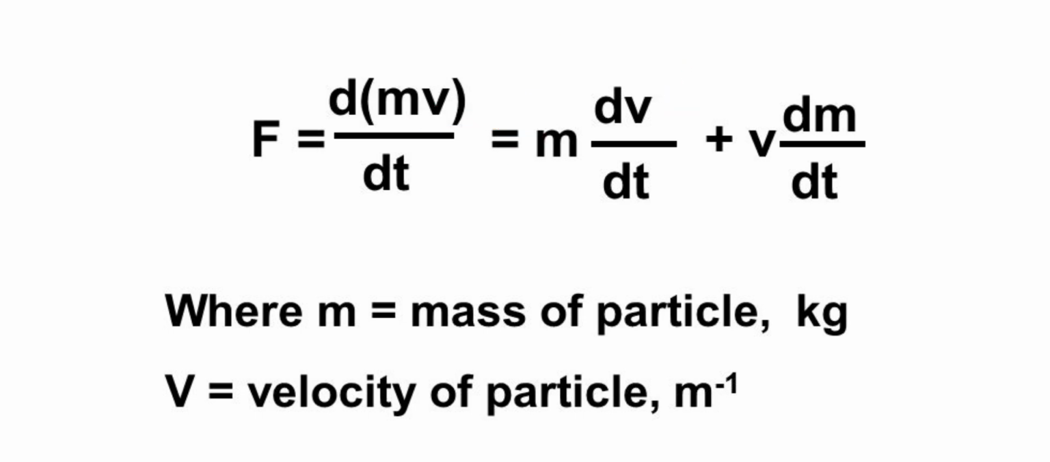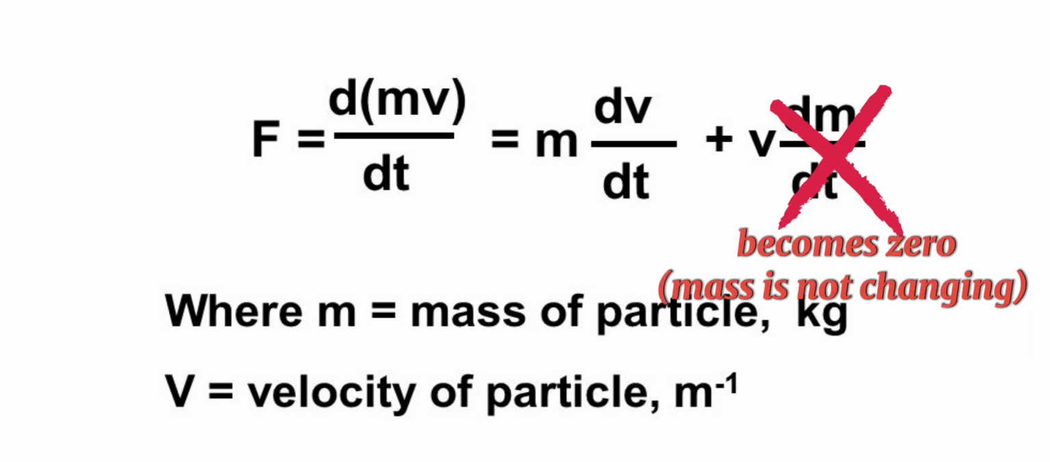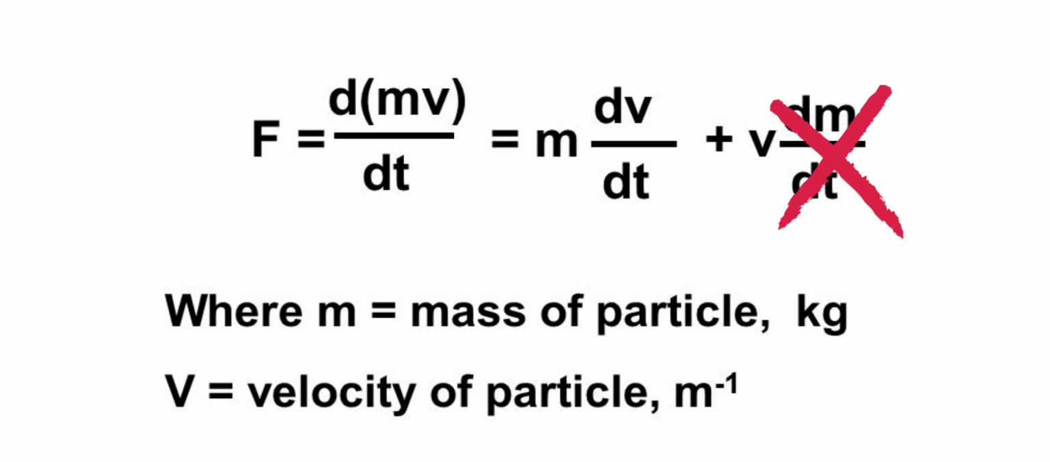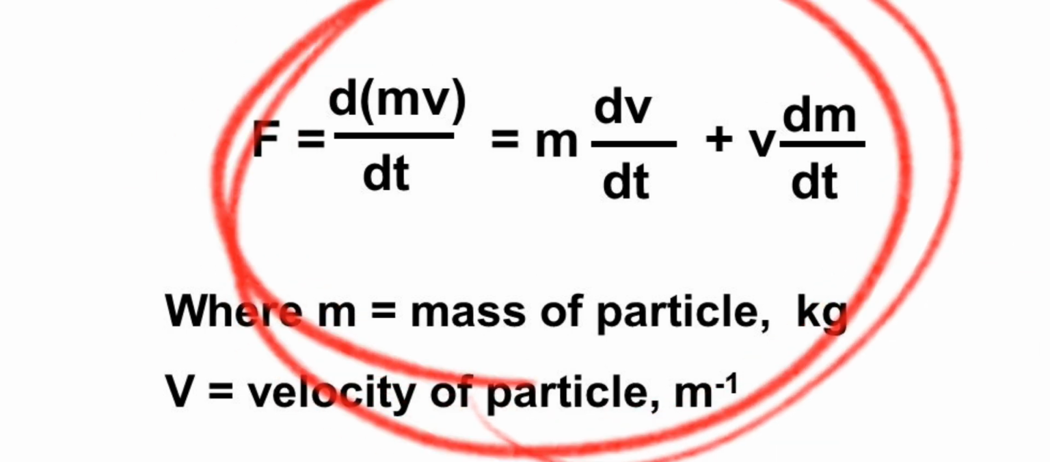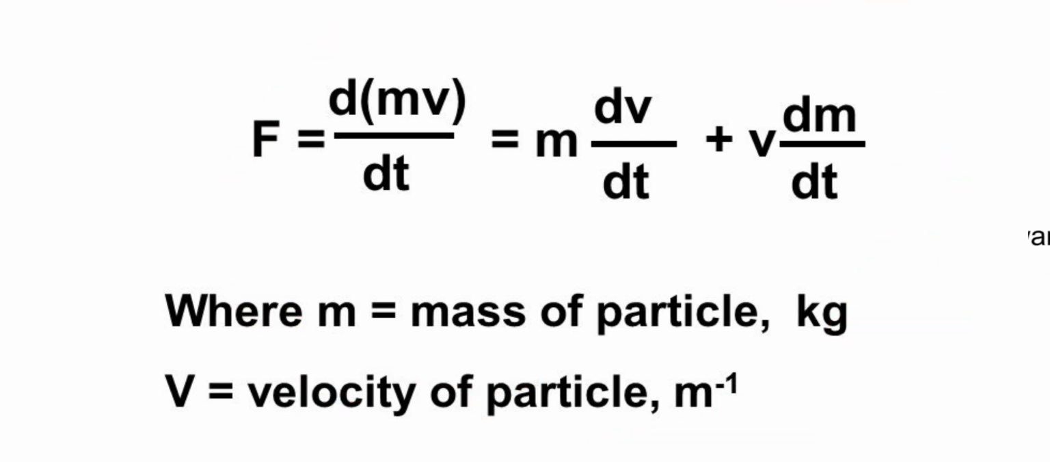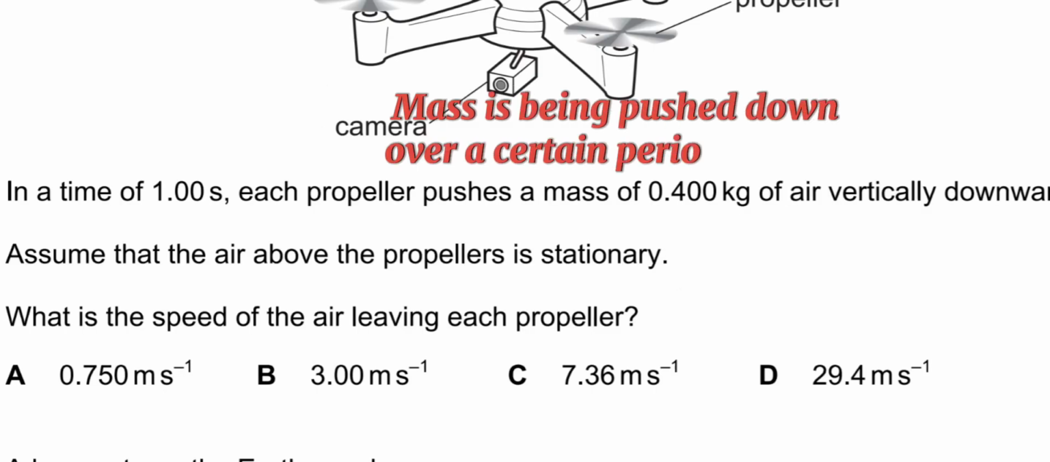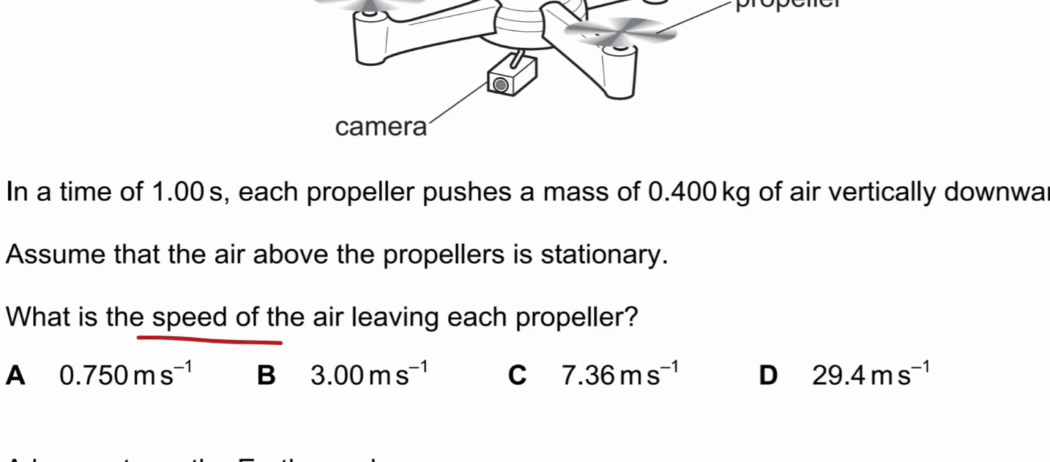So we apply this formula. That means this term will be 0 because the mass is remaining constant, so there will be no dm/dt. Or the velocity of this object could be constant while the mass is changing, so I apply this formula and I don't use the other one. This is generally the formula you use in order to find this. In this question, it is the mass that is changing, but the velocity is remaining constant, because we want to find that constant velocity.